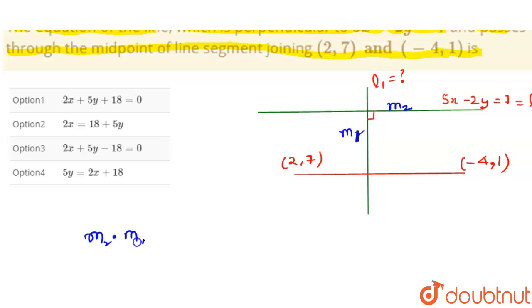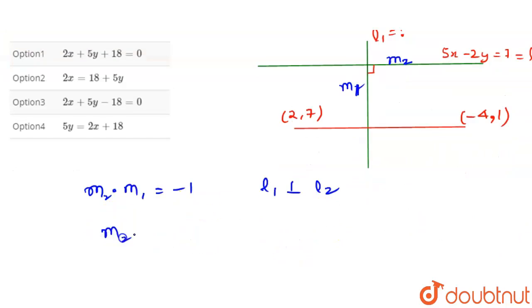So m2 into m1 will give us minus 1 because L1 is perpendicular to L2, right? We know m2 is minus a upon b, where a is the coefficient of x and b is the coefficient of y. So a is 5 and b is minus 2. So we will have 5 upon 2 as the slope of the line L2.